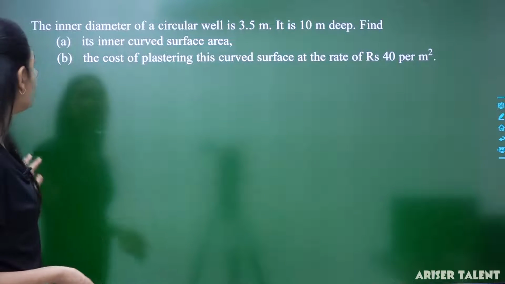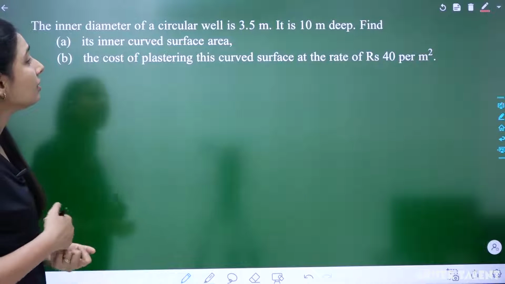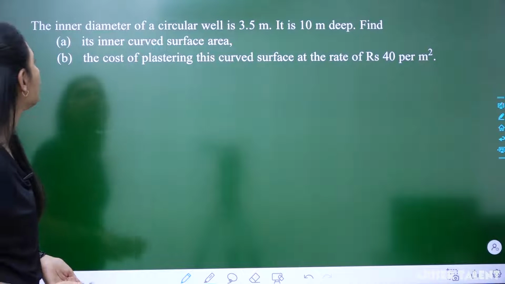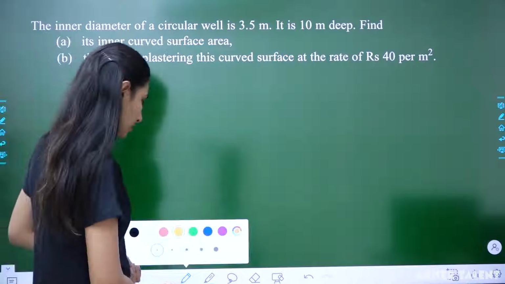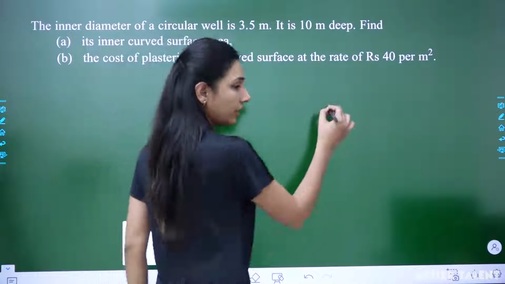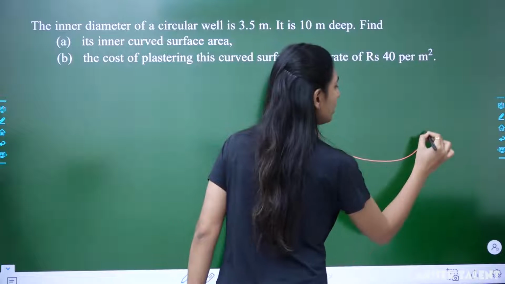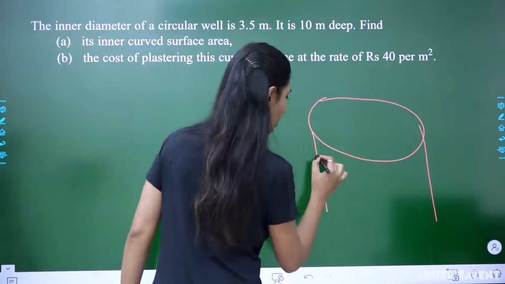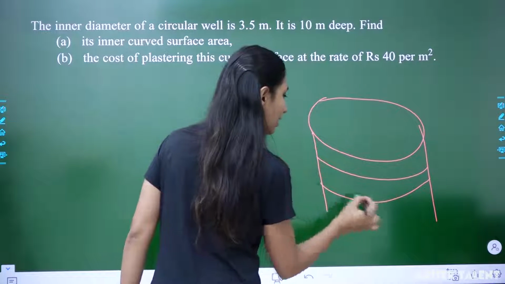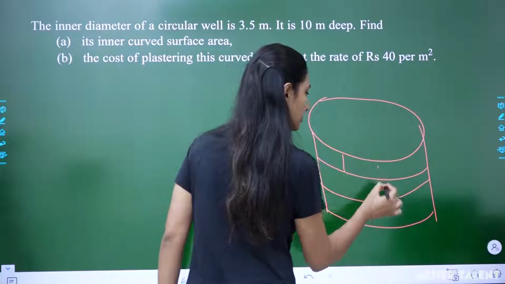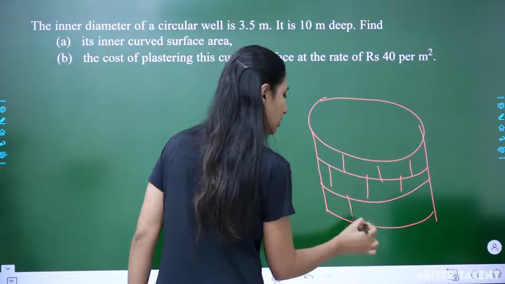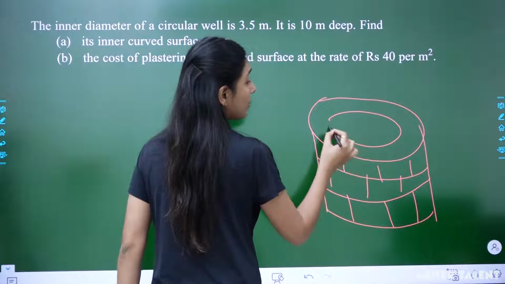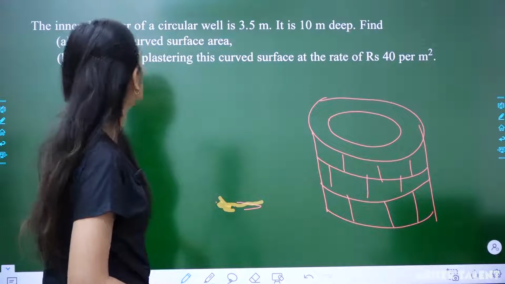Now, the inner diameter of the right circular well is 3.5 meter. It is 10 meter deep. Find its inner curved surface area. We are having a well here. So this is something like what we look at when we talk about a well. So this is our well, and it will have some inner boundary too.